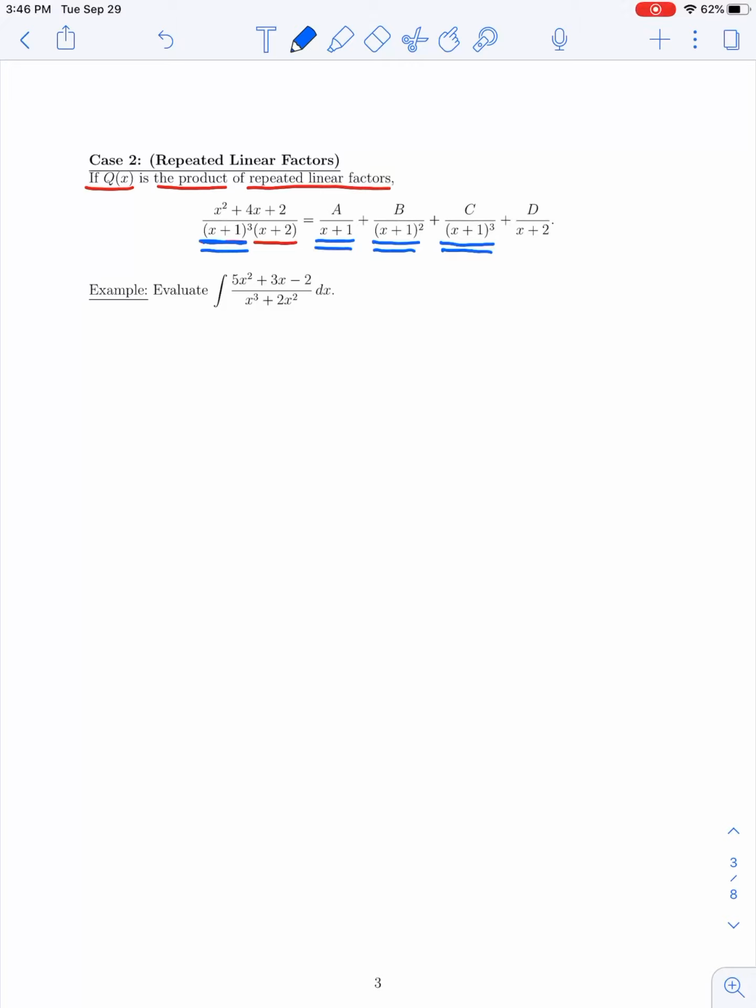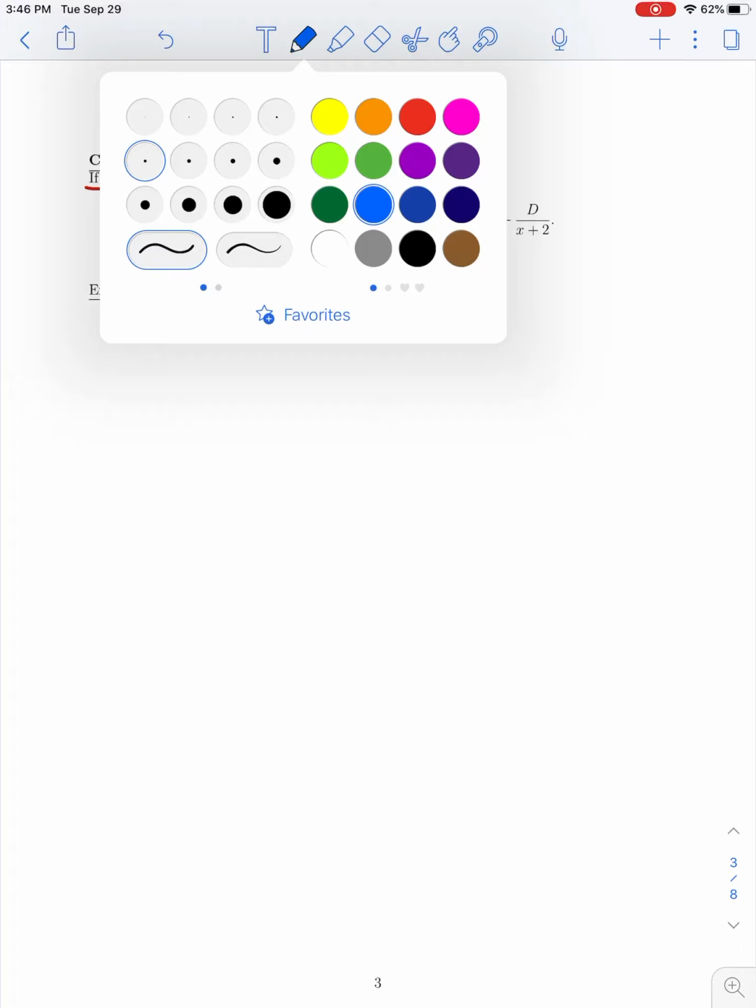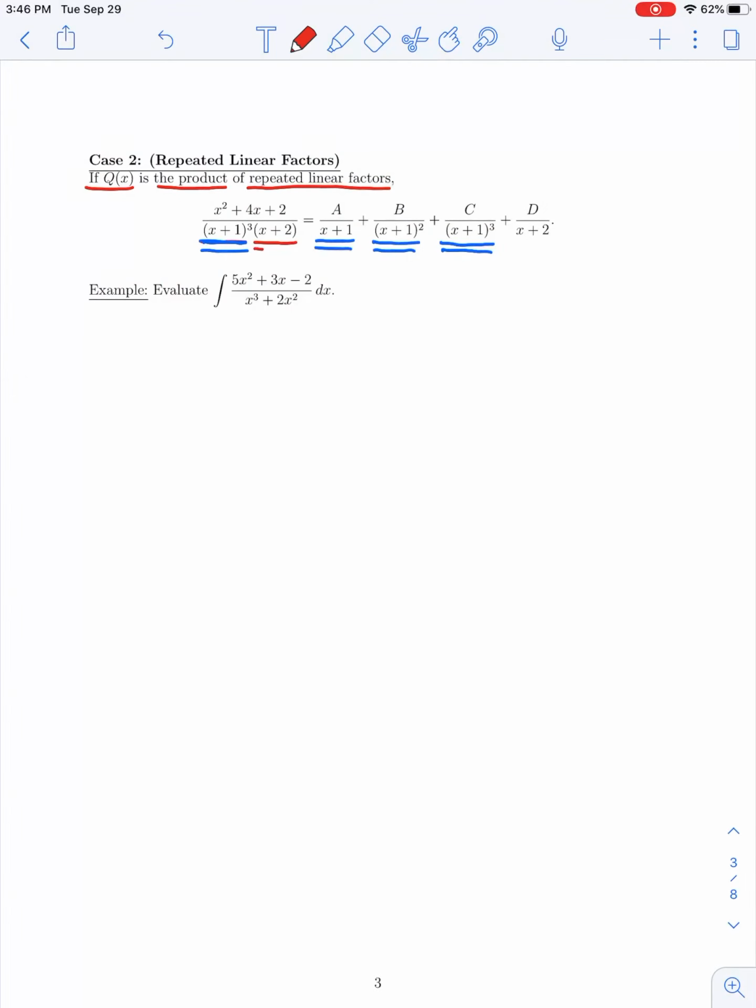If we had something like x plus 1 to the fifth, I would have to include 2 more terms in my partial fraction decomposition. Now, the last term that we have in our denominator is a distinct linear factor, x plus 2, which only appears once. So we would also need to include some constant d over that x plus 2 term. And we've only got one term there since that factor only appeared once.